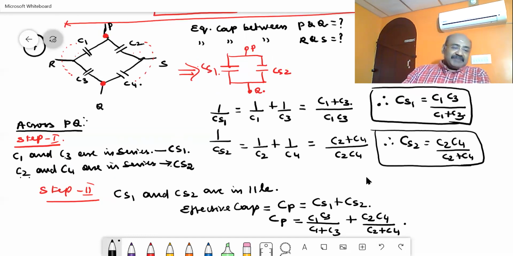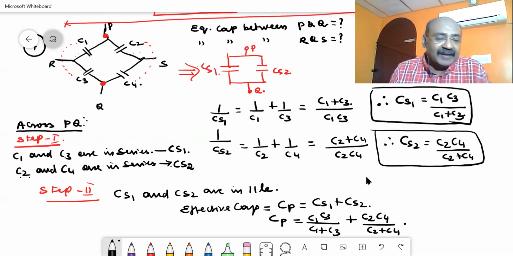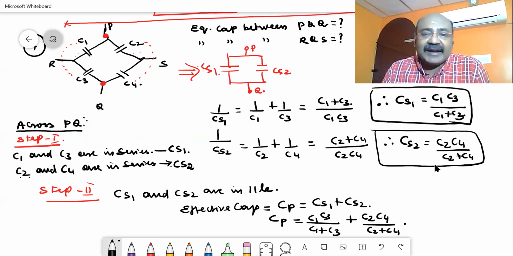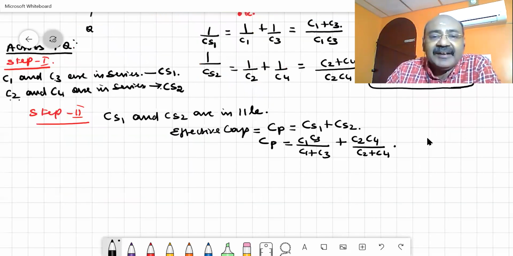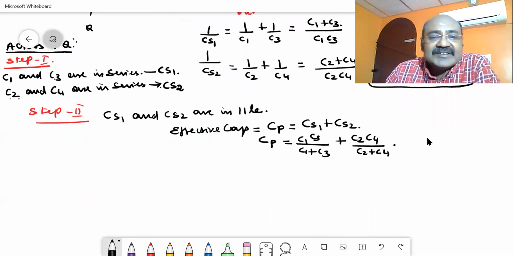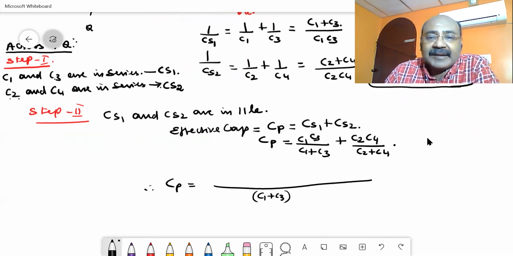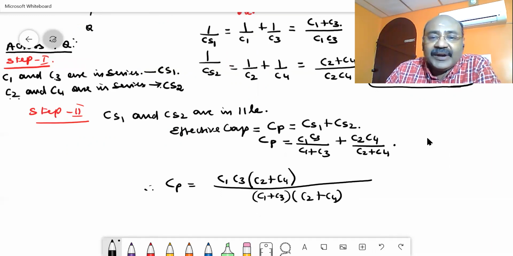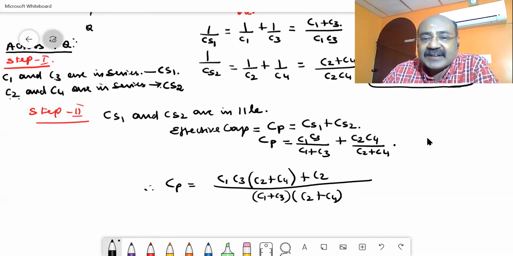Now you have to simplify. How can you simplify? By taking LCM you simplify. So by taking LCM, see, therefore Cp will be equal to C1 plus C3 multiplied with C2 plus C4. So multiply, you will get C1 into C3 multiplied with C2 plus C4, plus C2 into C4 with C1 plus C3.